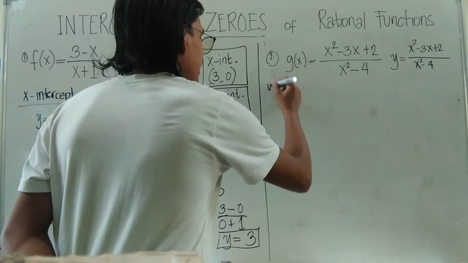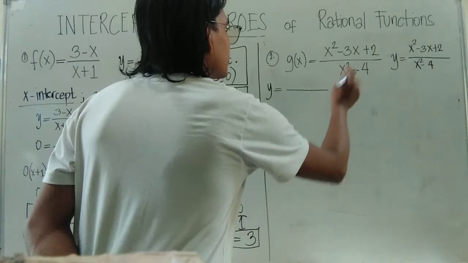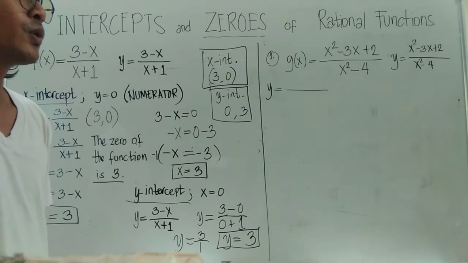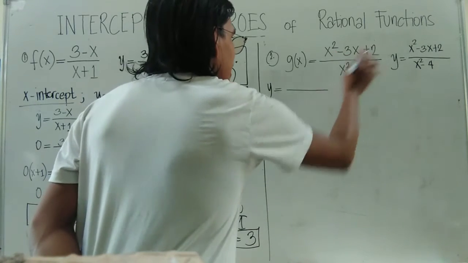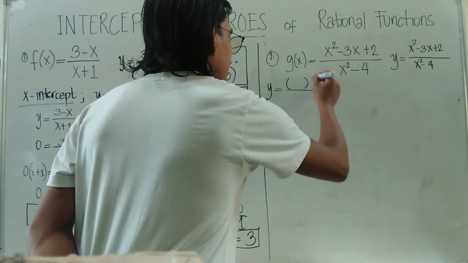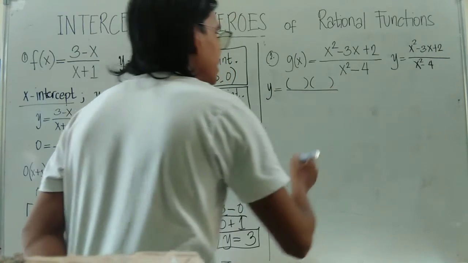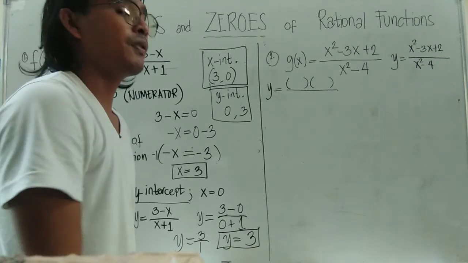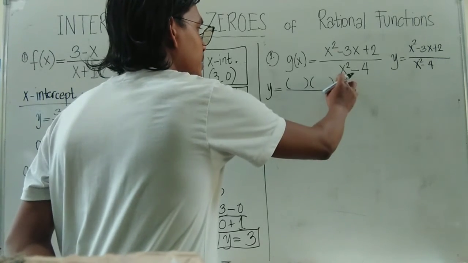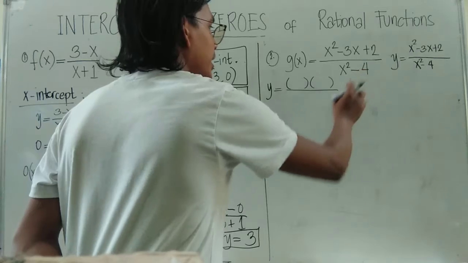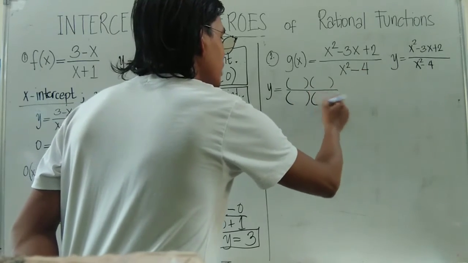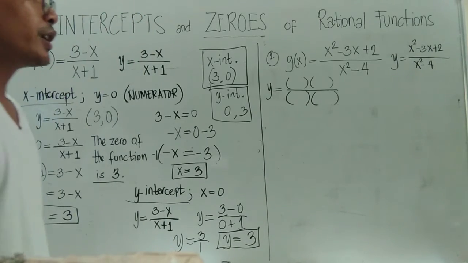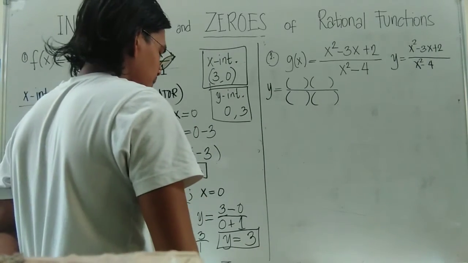So in here, let us simplify y is equal to x squared minus 3x plus 2 over x squared minus 4. So this is a trinomial. A trinomial has a factor of 2 binomials. If you can see, your denominator is a difference of 2 squares. So your first term is a perfect square as well as your second term. Given that, we can factor your numerator as well as your denominator.